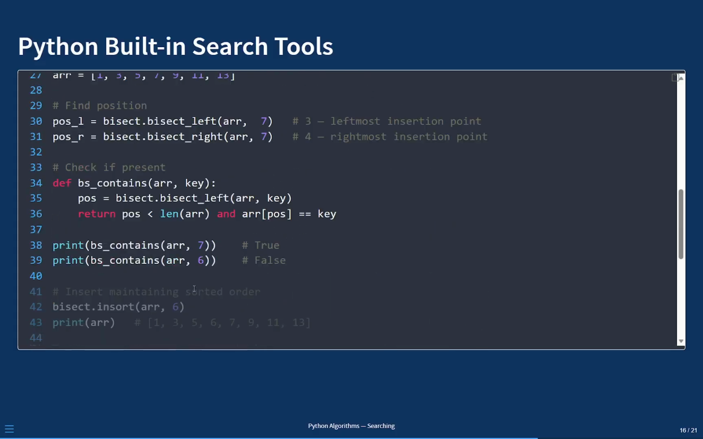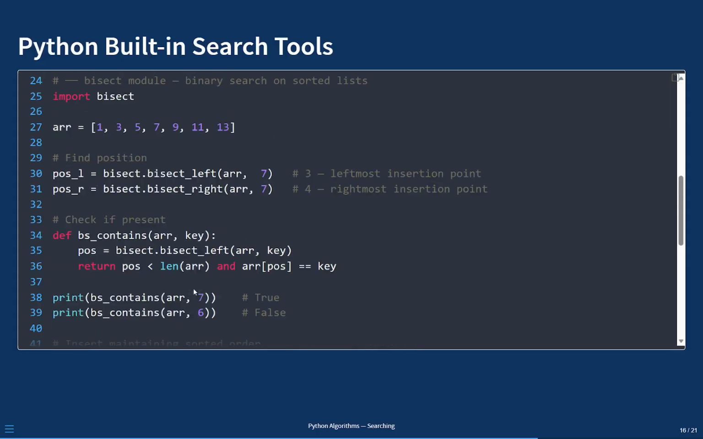Click Bisect module. Always use this for binary search on sorted lists rather than implementing it yourself. bisect_left and bisect_right return insertion points in O(log n). To check presence, get the insertion point, then verify the value at that position. bisect.insort inserts while maintaining sorted order in O(n) time. The search is O(log n), but the insertion shifts elements.